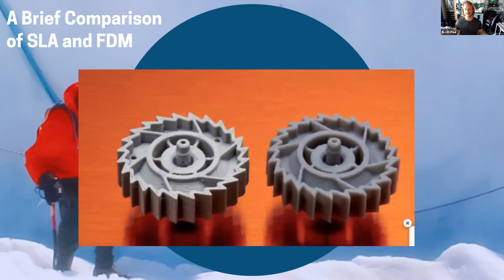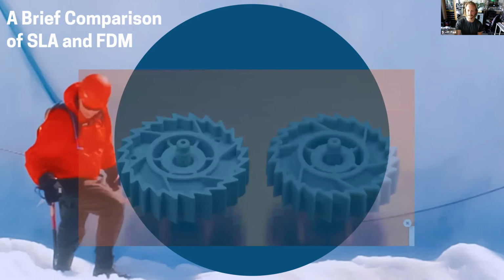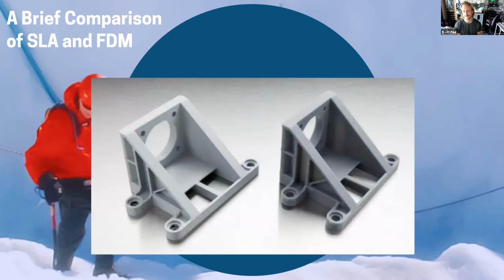Just to give you an idea of what it looks like to print the same part with both printers. This gets at your question, Dana. It's much harder to see the layer resolution on the SLA on the right, whereas on the left we have FDM, and you can definitely see the print lines. One more here, just as an example.